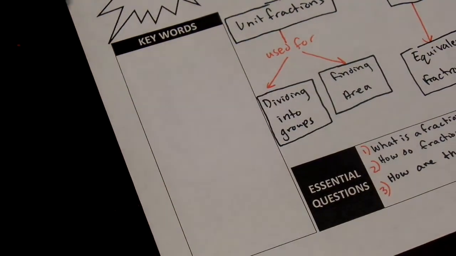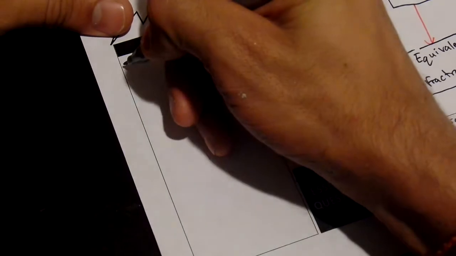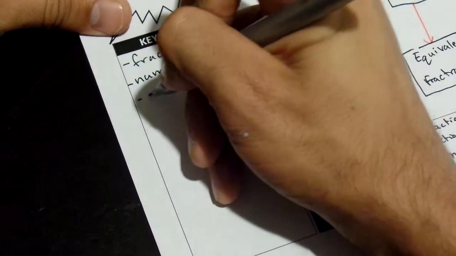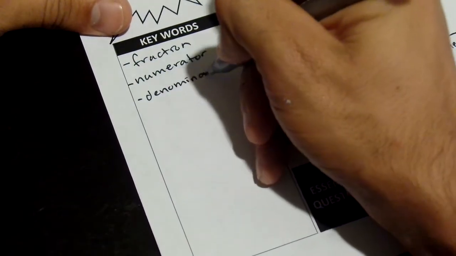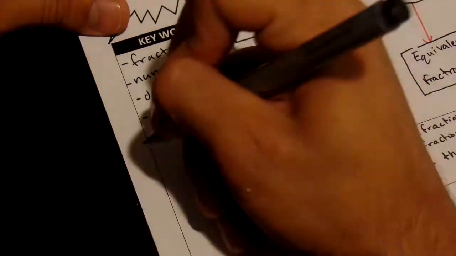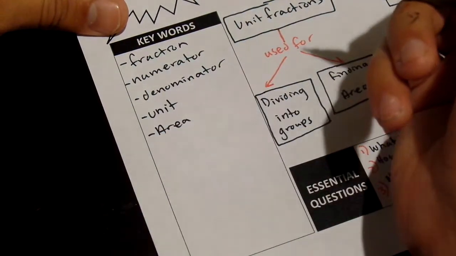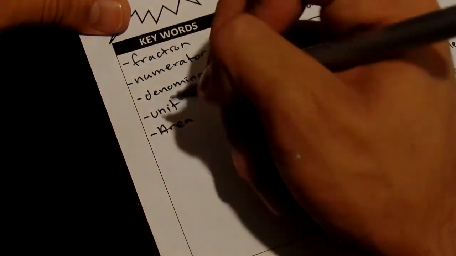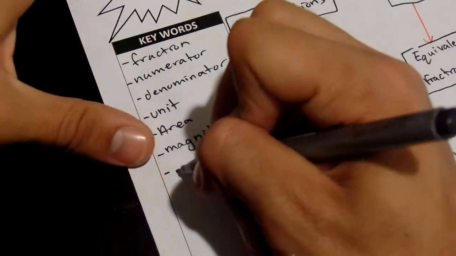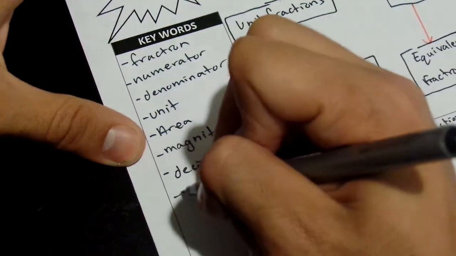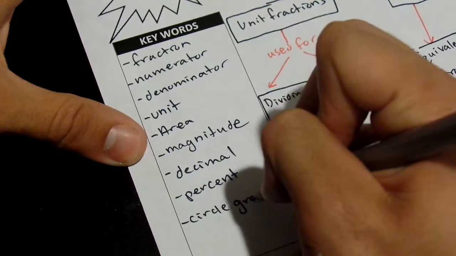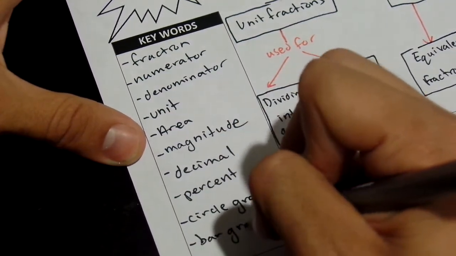All right, so key vocabulary we need to look at. Based on all of this, first, fraction. We're going to look at numerator, denominator. Then we're going to look at unit. What does that mean? Area, which most of you already know. We're going to look at, a good word is magnitude. It's a common word in math. Then we're going to have the basics, decimal, percentage or percent, circle graph. We're also going to look at a bar graph later on.